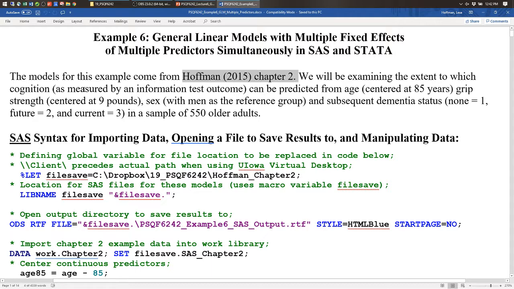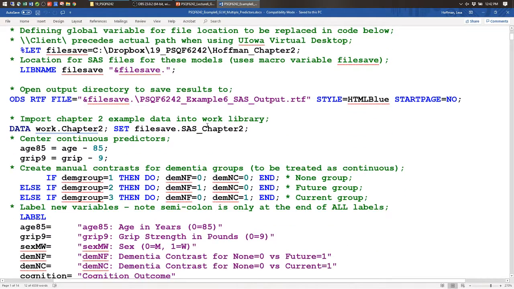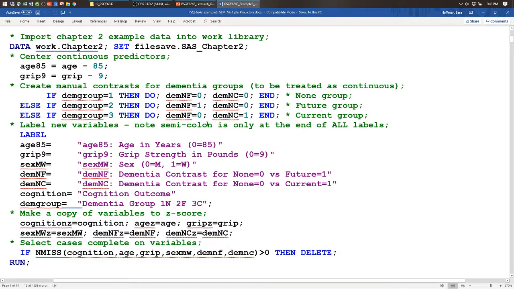So we are examining an outcome of cognition, measured as an index of crystallized intelligence in this case. We have age as a continuous, or quantitative, predictor, and grip strength as another quantitative predictor. We'll have gender as a binary predictor, and dementia group, which is a 3-category predictor, in a sample of 550 people. So I think we went over the setup for this.